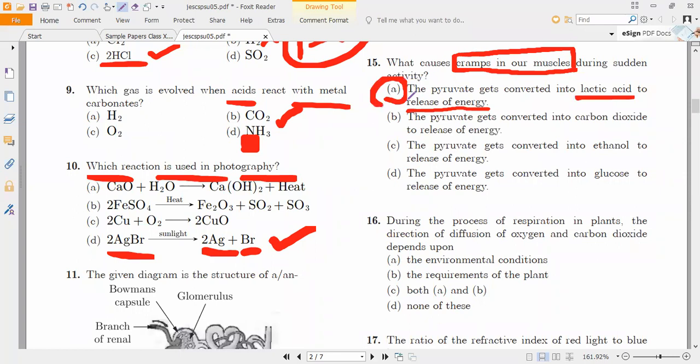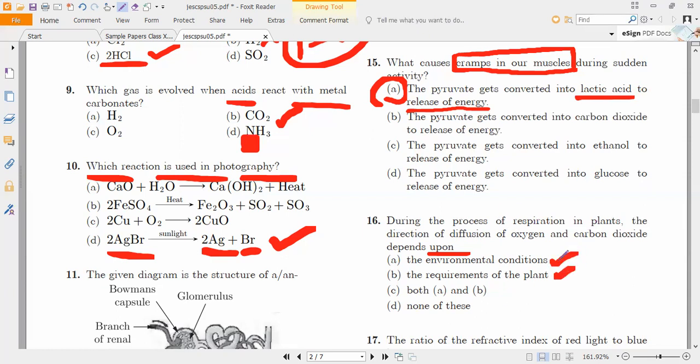Yes. Next, during the process of respiration in plants, the direction of diffusion of oxygen and carbon dioxide depends upon what? Both A and B, sir. Very good. Both A and B, because the diffusion of oxygen and carbon dioxide depends upon the environmental conditions and also the requirement of the plant.